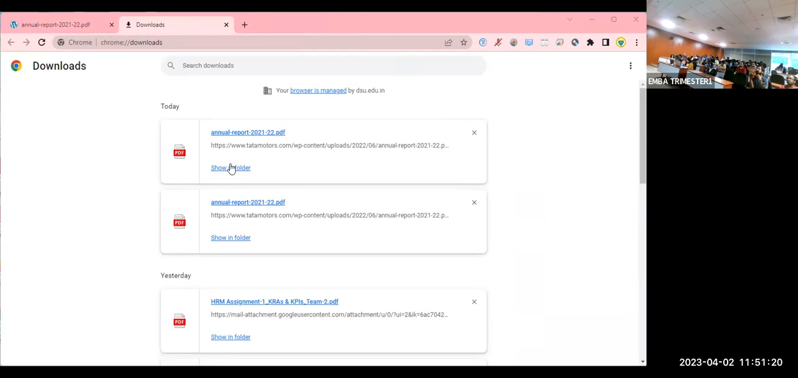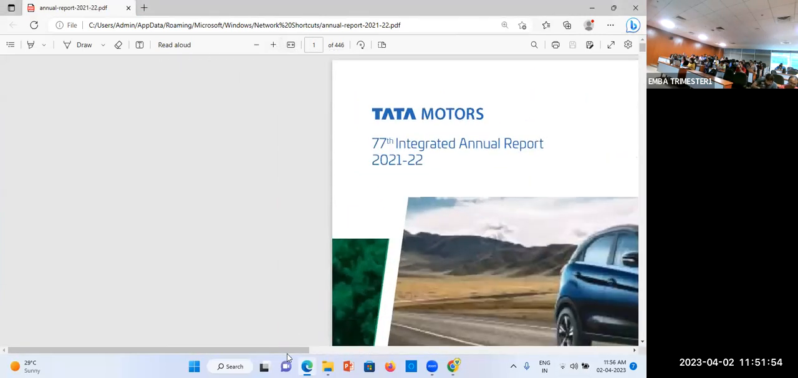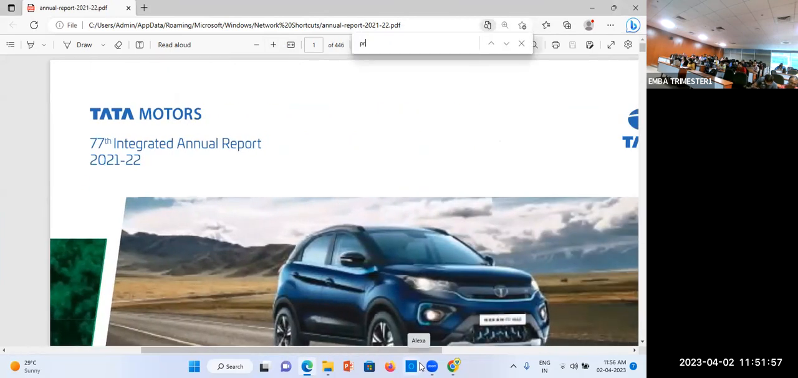Are you able to see that? Yes, sir. Can you read it for us? So you shifted to the annual report download, the 2021-22 PDF. The 77th. Okay, in that, please go to the profit and loss statement. If you come back, I think everyone gets it. In this, go to page number 193. That's all.